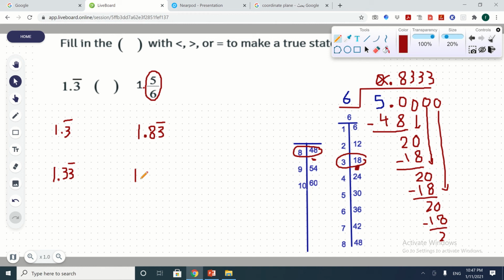Which number is greater? From the beginning we must know here 3 and here 8. It means this number is greater. You can open the number here and you will notice that 83 is greater than 33.